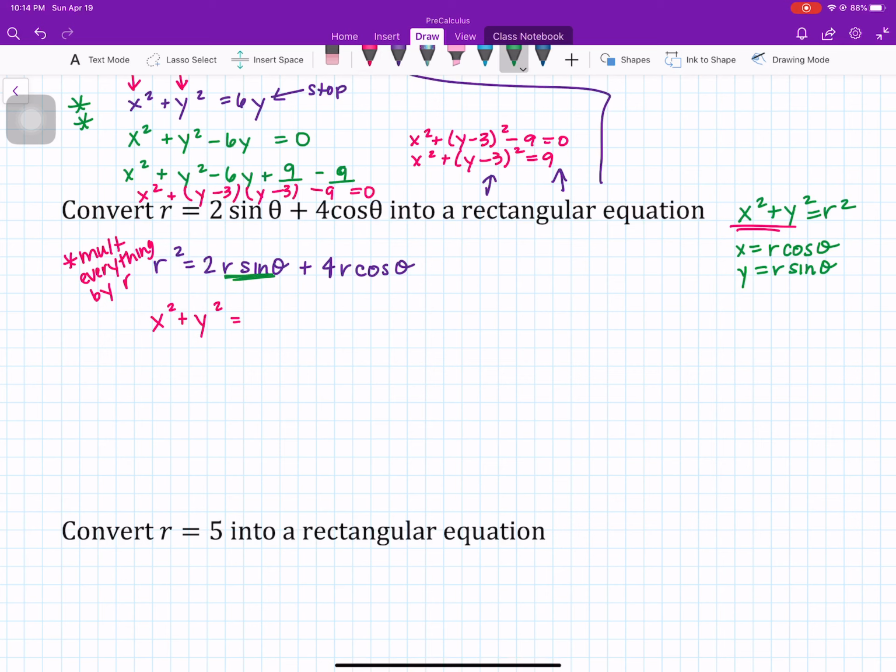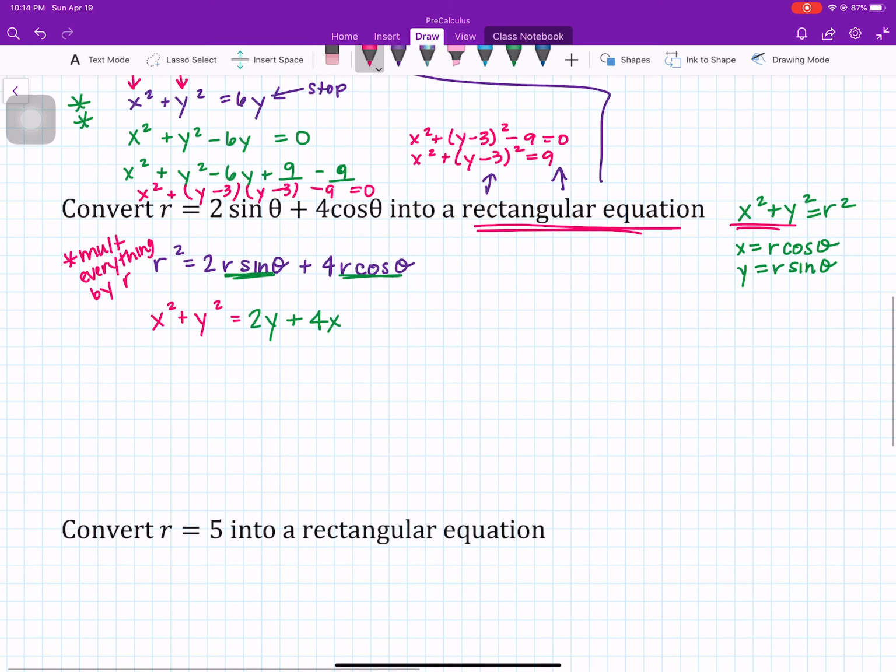R sine theta is y. So now the 2 stays the same, so it's 2y. And then r cosine theta is x. So we're in our rectangular equation. If it doesn't specify what form the equation needs to be in, then you can certainly stop right here.